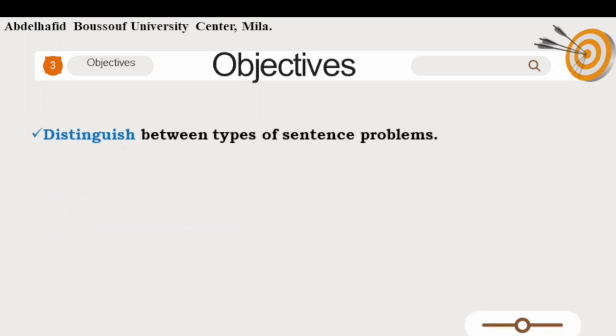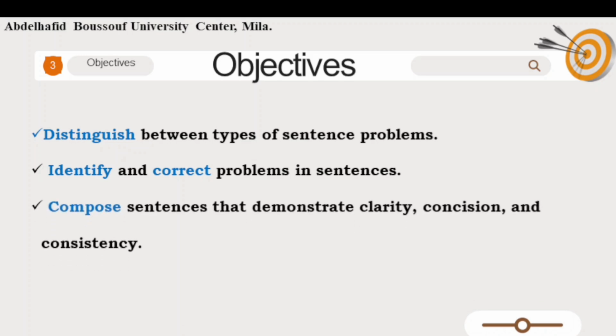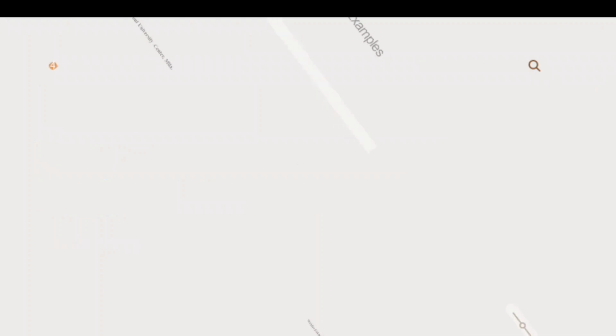We're going together to be able to distinguish between types of sentence problems, where is the fragment, where is the run-on, etc. Identify and correct problems in sentences. Finally, compare sentences that demonstrate clarity, concision, and consistency.